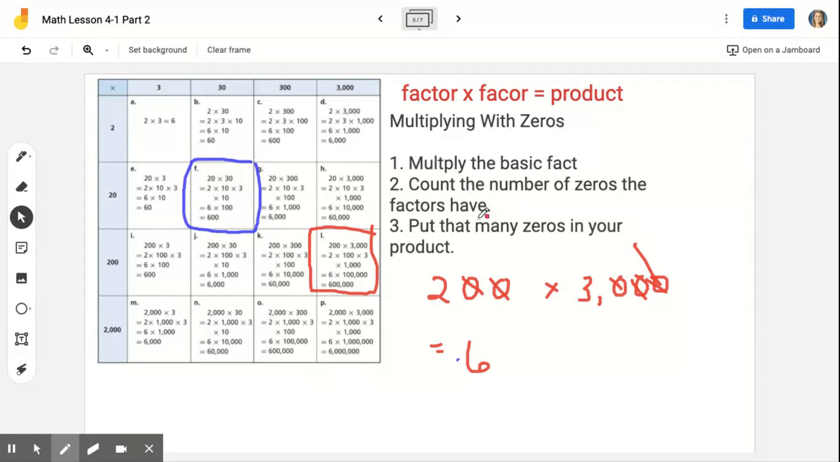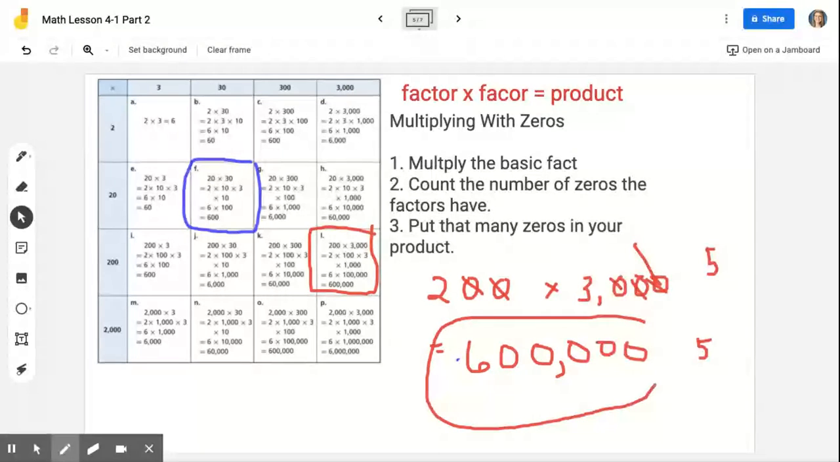We're going to count the number of zeros both factors have. So 200 has 2 zeros. 3,000 has 1, 2, 3 zeros. That gives a total of 5 zeros in all. So our answer, or our product, is also going to have 5 zeros. After the 6, let's put 5 zeros in. 1, 2, 3, 4, 5 zeros. And then I'm going to count my way back and make sure that my comma is in between my thousands and my hundreds place. And we have our answer here now as 600,000. 200 times 3,000 is equal to 600,000.